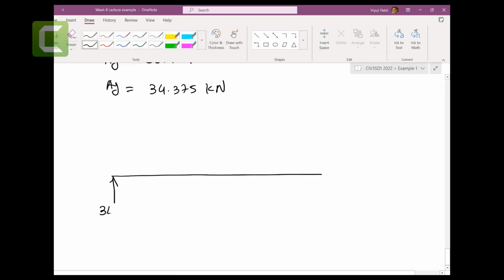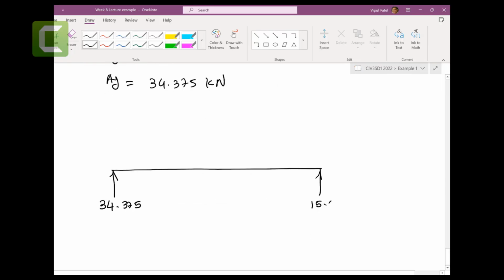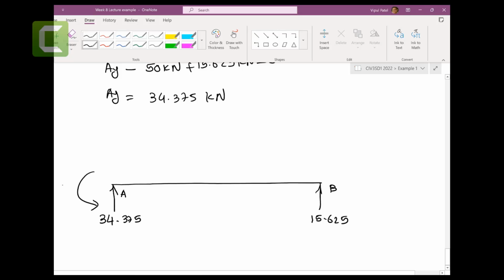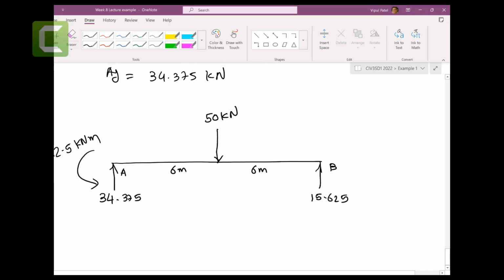So you got this 34.375, you got this 15.625, point A, point B, and the moment is 112.5 kilonewton meters. And you have 50 kilonewtons here, and that is 6 meters, and that is 6 meters.